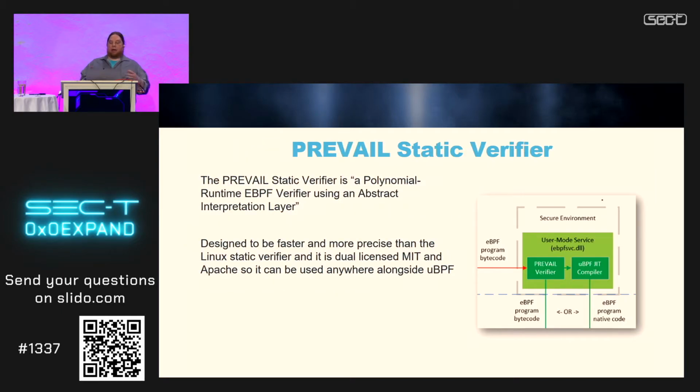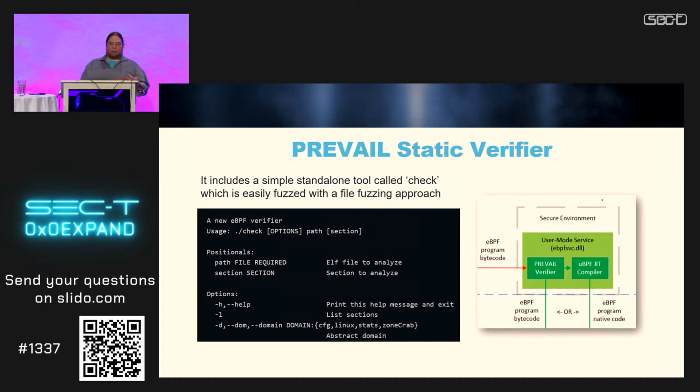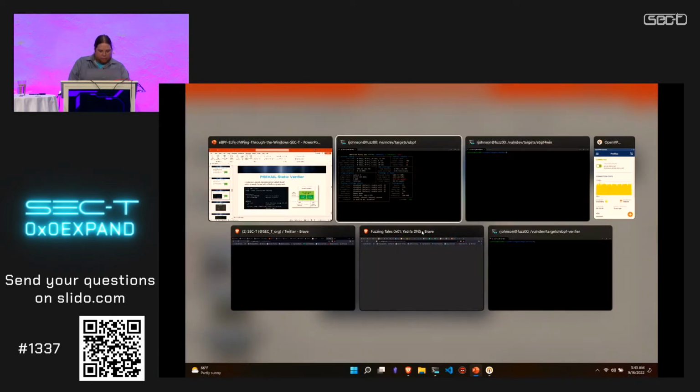So moving on to the static verifier that sits inside the service, this, as I said, was a component that's released independently. It's open source and BSD licensed, and it has a tool called check. It has a standalone verifier. So on the command line, you can run check and pass it your object file. And of course, I will just show you a live demonstration of that one.